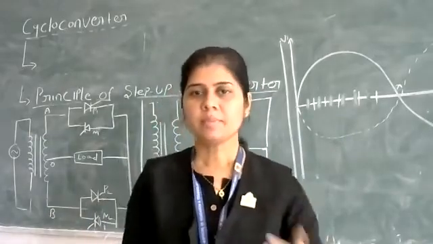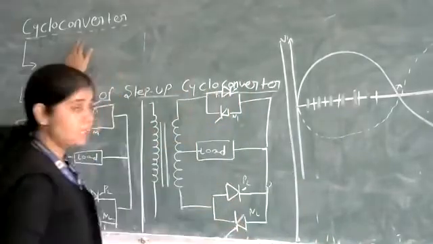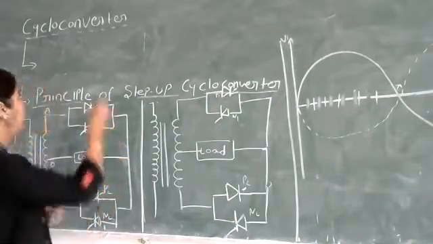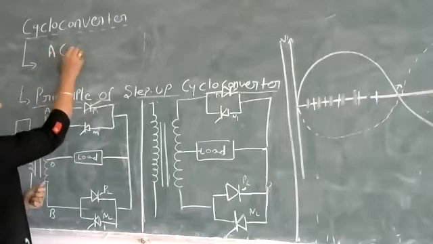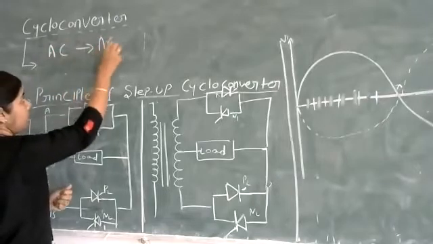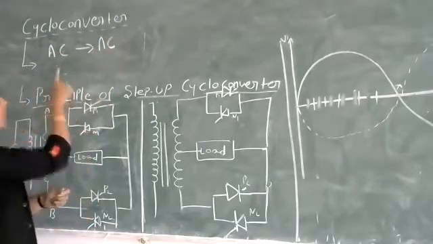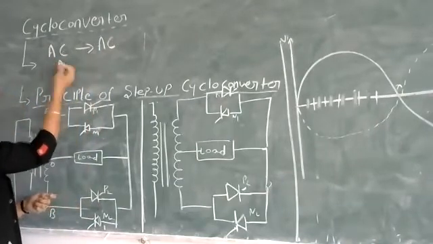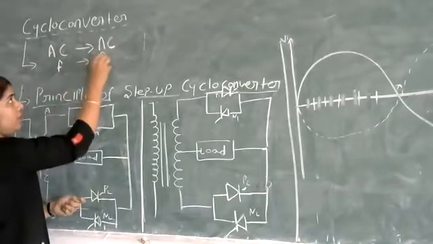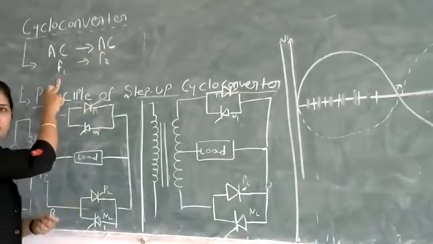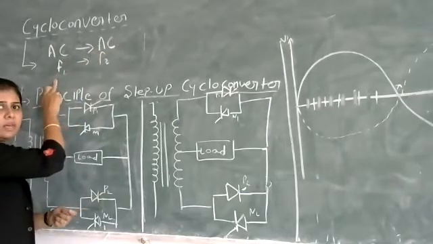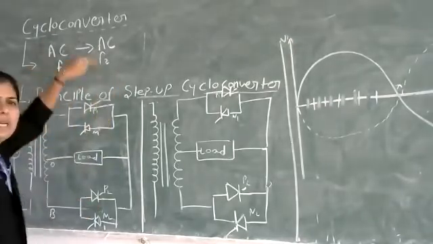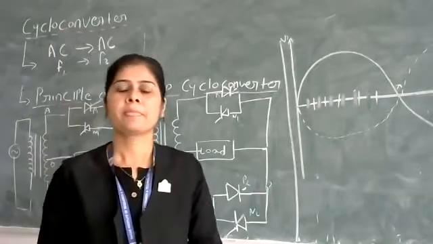Before we start, firstly, what is a cycloconverter? A cycloconverter is a converter which converts an AC signal into an AC signal, but from one frequency to a different frequency. It means it converts a fixed frequency into a variable frequency. This is the basic definition of a cycloconverter.